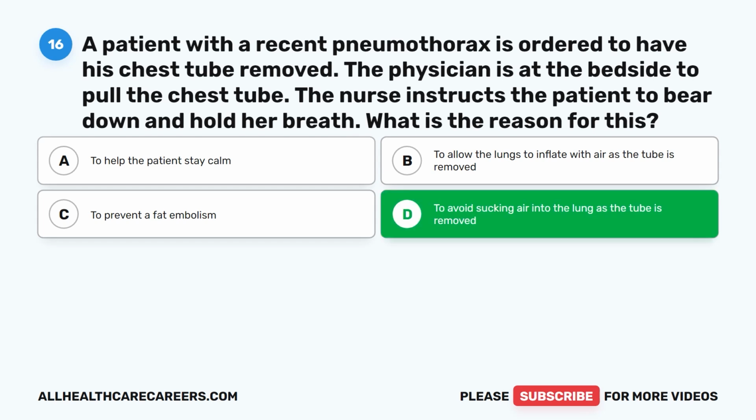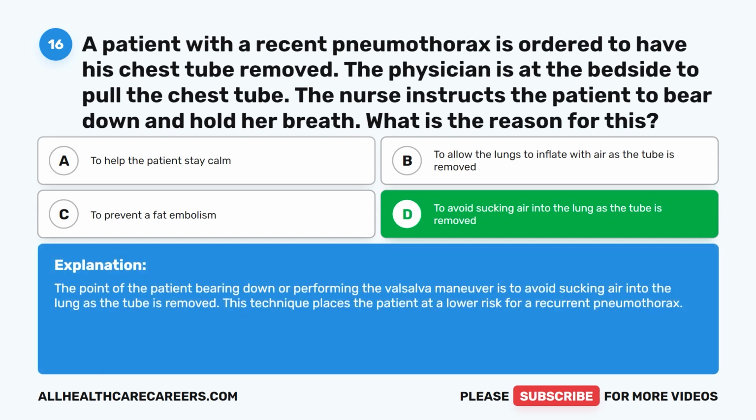The correct answer is D. To avoid sucking air into the lung as the tube is removed. The point of the patient bearing down or performing the Valsalva maneuver is to avoid sucking air into the lung as the tube is removed. This technique places the patient at a lower risk for a recurrent pneumothorax.